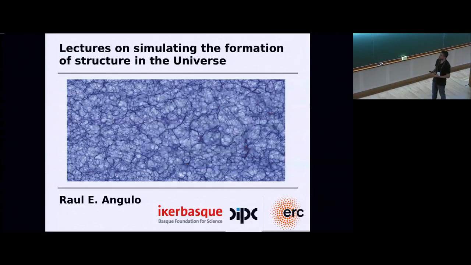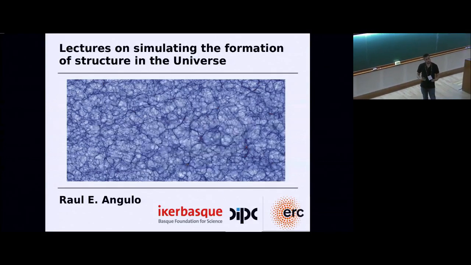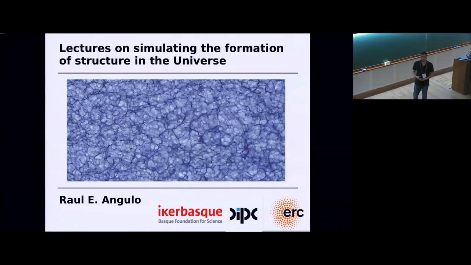And then in the second one, I'm going to review what flavors of different simulations we can do nowadays when we change the nature of dark matter or the nature of gravity. And in the third lecture, I'm going to try to give you a flavor of what the current research in this topic is, by telling you how we can improve upon these simulations, and how we can use them for estimating cosmological parameters and other things.